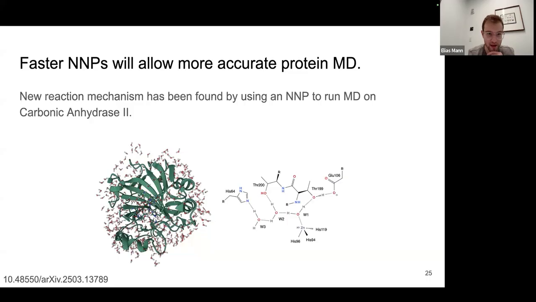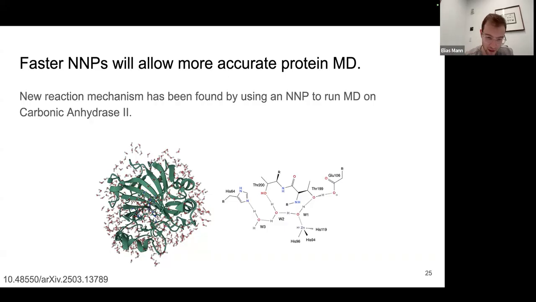Another is that faster NNPs allow for more accurate protein molecular dynamics. For really large systems, you can only really do molecular mechanics, and as we've shown, it doesn't take any quantum effects into account, so it's not super physical. Let's say you could just do DFT at that speed. You would be able to see things you never saw with force fields. The idea is that if NNPs are truly as accurate as DFT, but you can get them closer to force field speed, then you'll be able to see and discover things that you've never seen before.